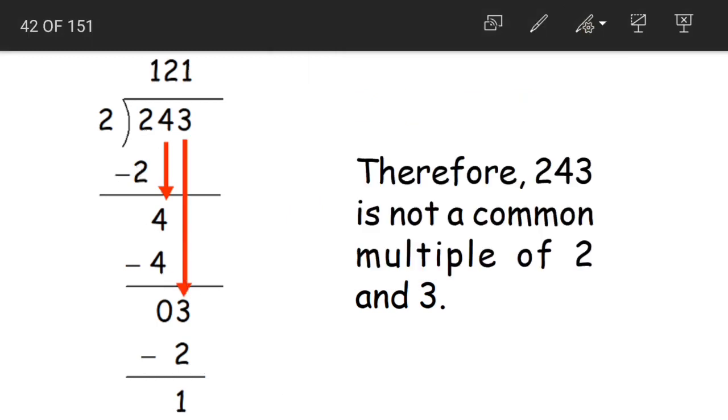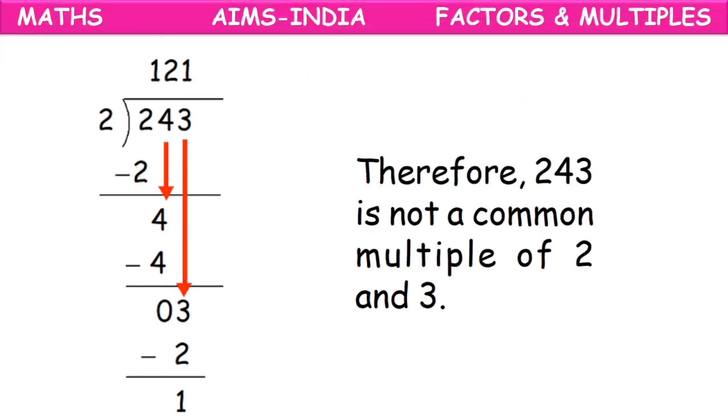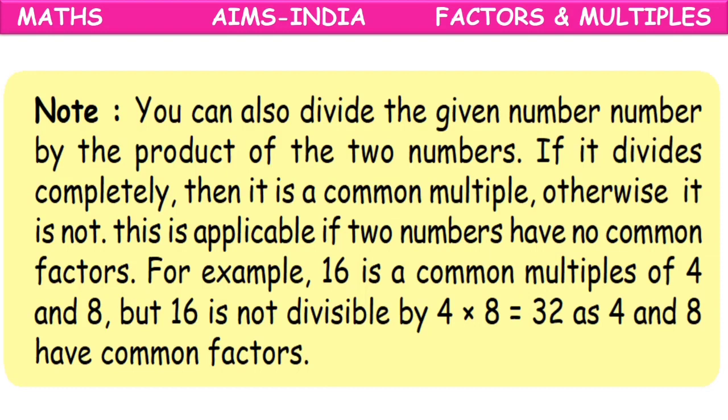Clear? So even if it is not divisible by one of the numbers, we can directly say that it is not a common multiple for both the given numbers. Note, you can also divide the given number by the product of two numbers. If it divides completely, then it is a common multiple. Otherwise, it is not. This is applicable if two numbers have no common factors.